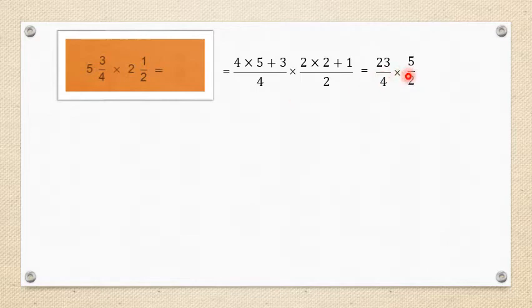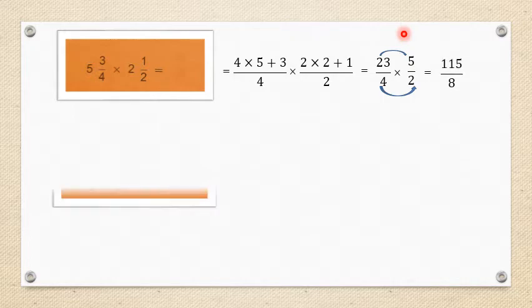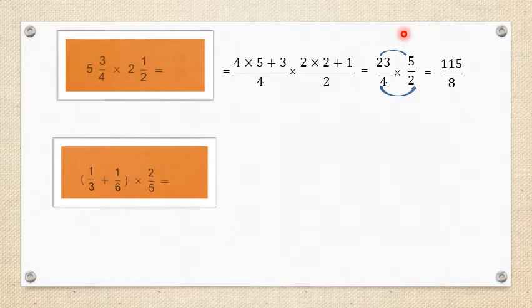Here we have two fractions multiplied by each other. We can simplify by 5 here or by 2 from the above. So what to do? Multiply the numerators by each other. So 23 times 5 equals 115 and 4 times 2 equals 8.